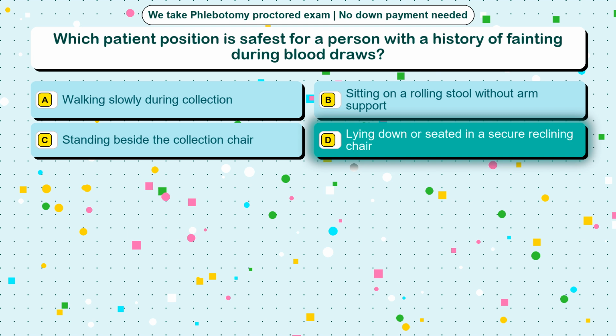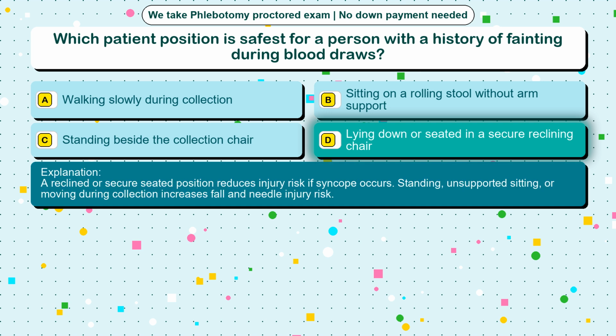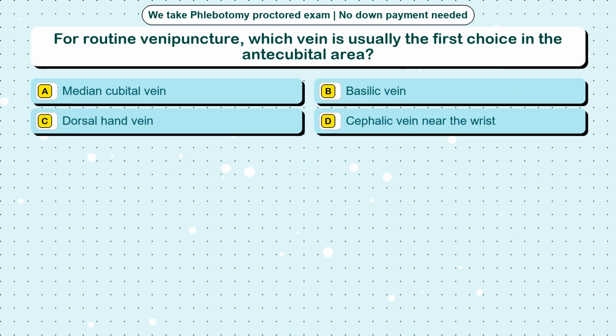The correct answer is option D. Lying down or seated in a secure reclining chair. A reclined or secure seated position reduces injury risk if syncope occurs. Standing, unsupported sitting, or moving during collection increases fall and needle injury risk. Question 96. For routine venipuncture, which vein is usually the first choice in the antecubital area?